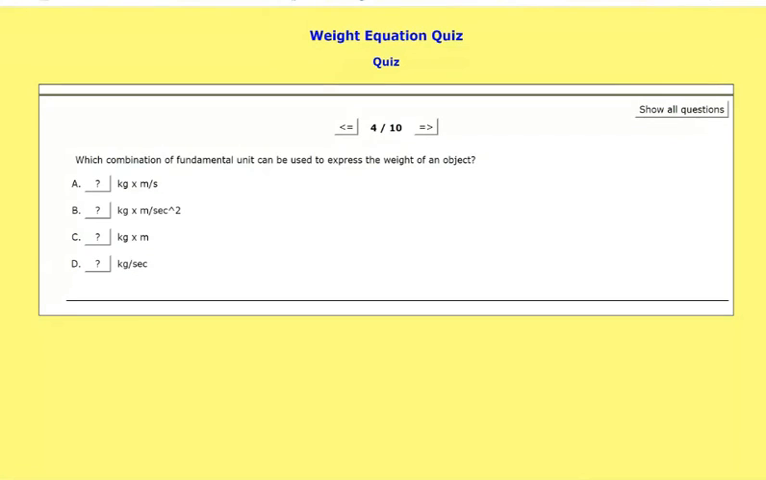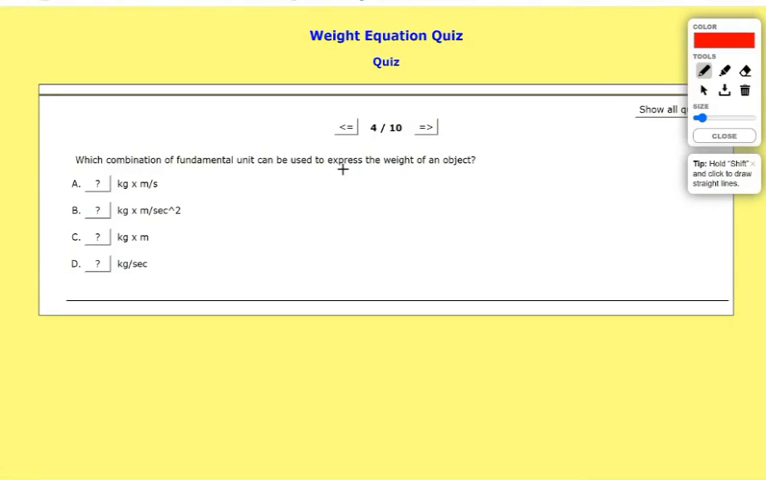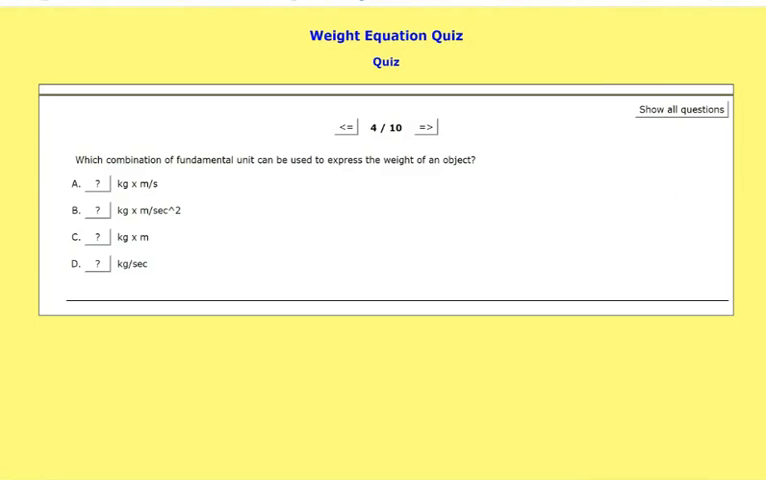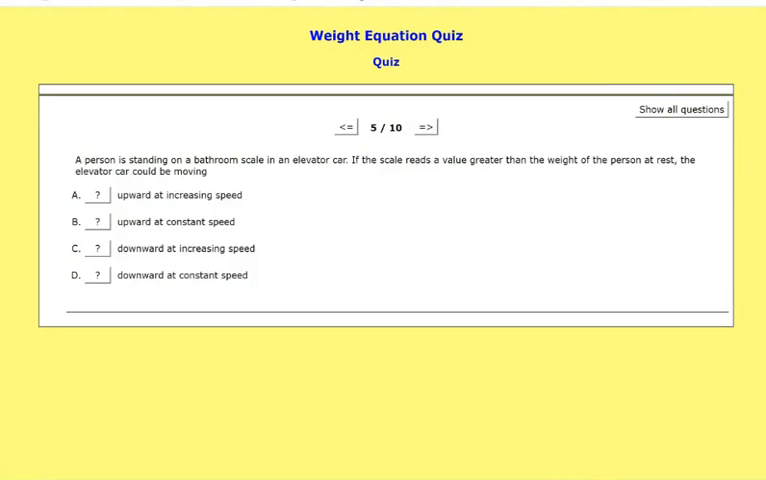Let's try it again. What's the fundamental unit to express weight? Well, that's newtons. Which one of these is newtons? Watch how easy this is. I know that F equals ma, kilogram times meters per second squared, right? m times a is F. So right there, kilogram times meters per second squared. Tell me if I'm going too fast or you want to follow up. Just turn on your mic.